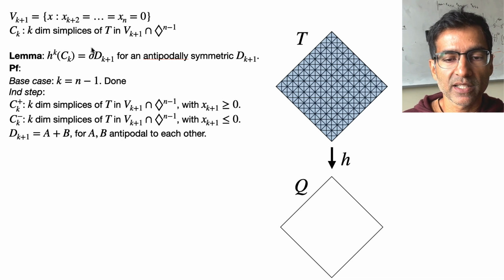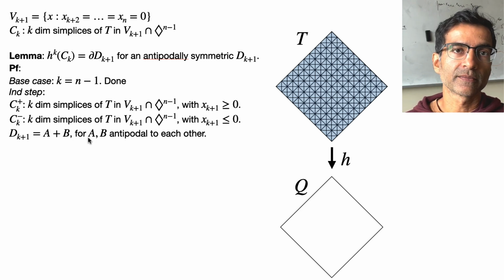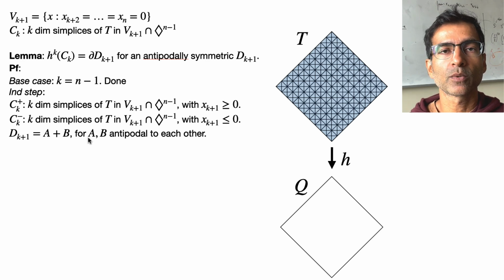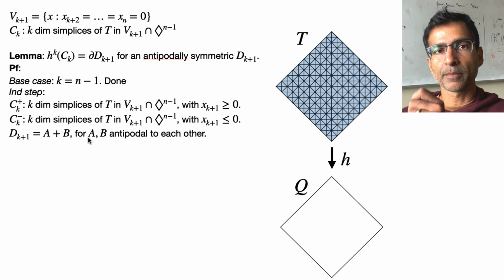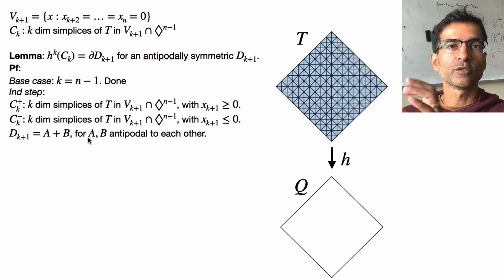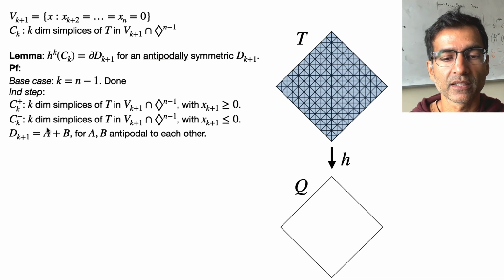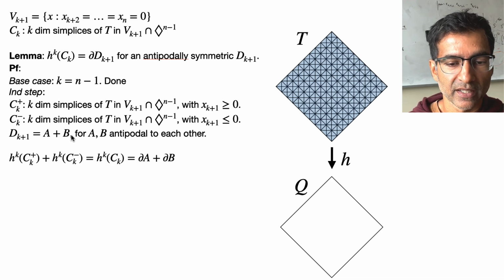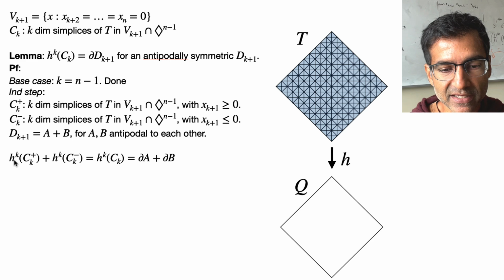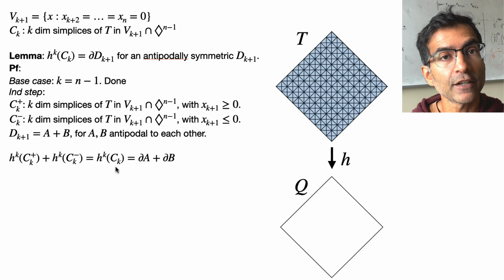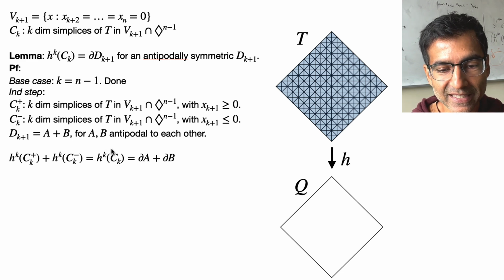And because d_{k+1} is antipodally symmetric, we can write d_{k+1} as the sum of a plus b, where a and b are antipodal to each other, right? For every sigma that belongs to d_{k+1}, minus sigma also belongs to d_{k+1}. So take the pair sigma and minus sigma and split them into 2 parts and do this for every pair. That'll give you the chains a and b, okay, which are antipodal to each other. And now you see that I can write h_k of c_k plus h_k of c_k minus as h_k of c_k. Okay, because c_k is the sum of these 2 chains.